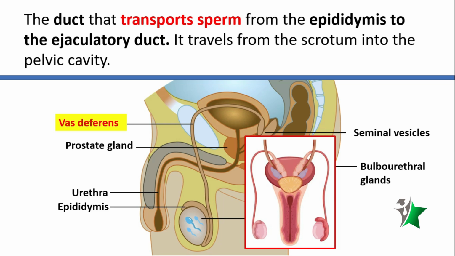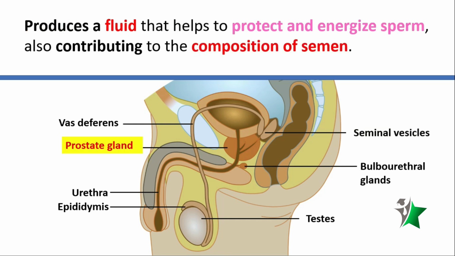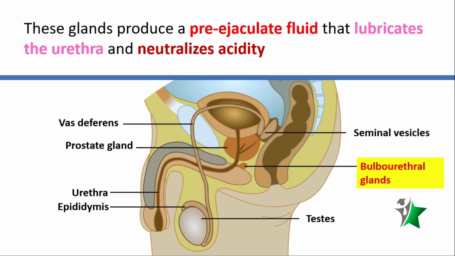It travels from the scrotum into the pelvic cavity. Seminal vesicles are the glands that produce a fluid that nourishes sperm and makes up a significant portion of semen. The prostate gland produces a fluid that helps to protect and energize sperm, also contributing to the composition of semen. Bulbourethral glands are the glands that produce a pre-ejaculate fluid that lubricates the urethra and neutralizes acidity.